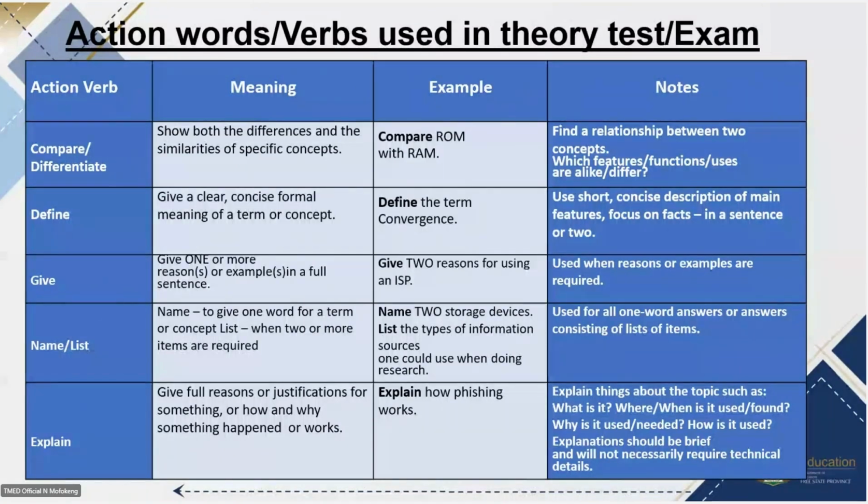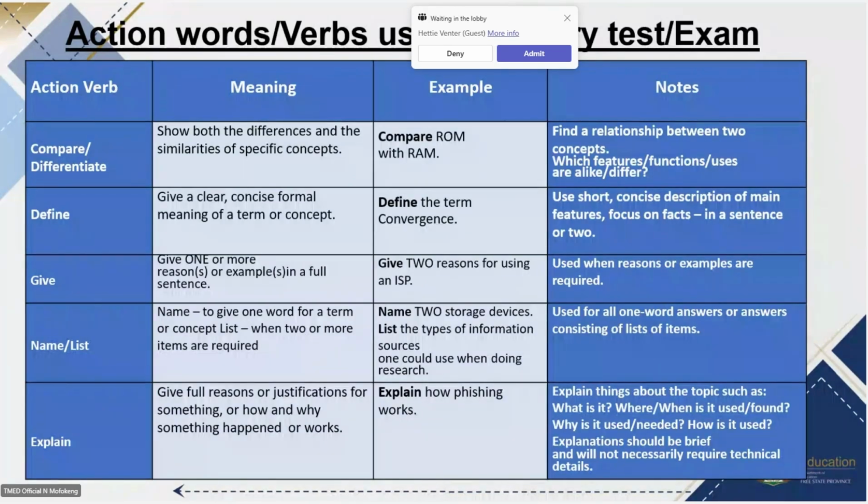Right. Then explain, you give full reason or justification for something, or how and why something happens or works. For an example, explain how phishing works. Now you explain things about the topic such as what is it, what is phishing, where and when is it used, or where is it found, why is it used, or why is it needed, how it is used. Now your explanation should be brief and will not necessarily require technical details. So these are your action words or verbs that are used in your theory test. So please, you need to be familiar with them so that you know how to respond to your question.